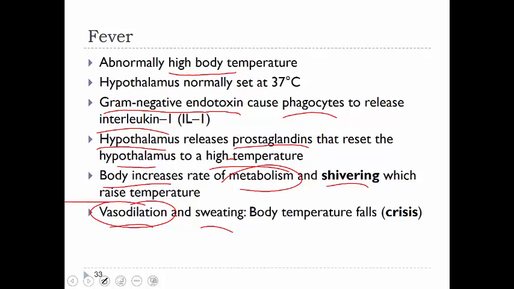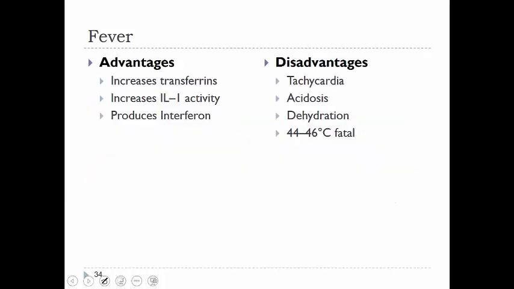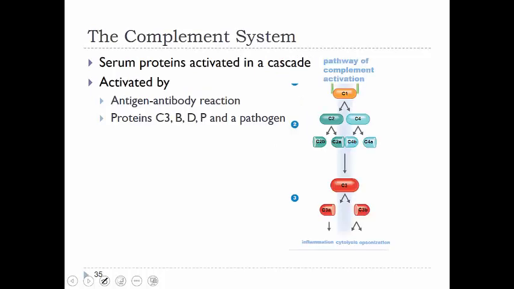Vasodilation and sweating are actually used to cool down our body temperature or go through crisis after we've raised it high. We can't handle our body temperature staying high for very long, so we have to have a way to fix it. So the advantages of fever is it's going to increase chemical signals, produces the interferons, but the disadvantages are going to be our heart not being able to handle it, a change in our pH, dehydration, and of course the higher temperatures are going to damage our actual proteins, damage our cells overall.